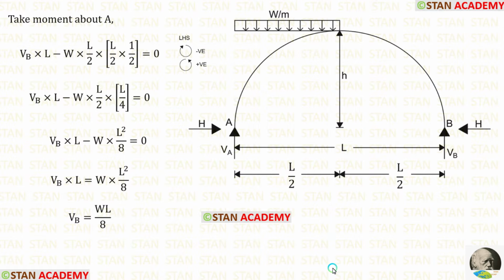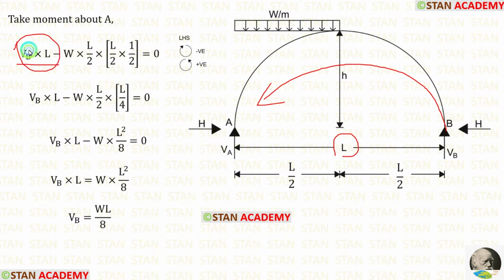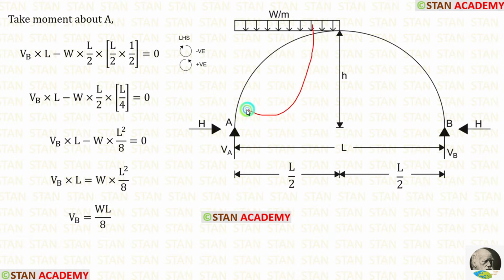Now let us find the vertical reactions. First we are going to find VB. For that I am going to take moment about A. In this case we are moving towards left hand side. Clockwise will be negative, anti-clockwise will be positive. The vertical reaction VB is acting towards the point A in the anti-clockwise direction. So it will be positive. And the distance is L, so VB into L. The UDL is acting towards the point A in the clockwise direction, so it will be negative.